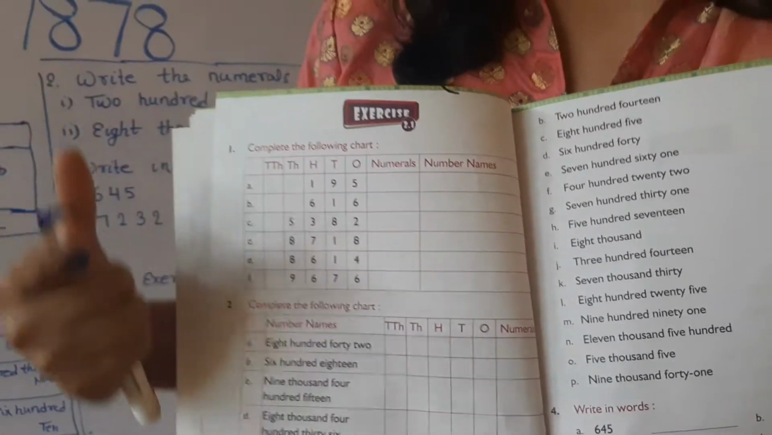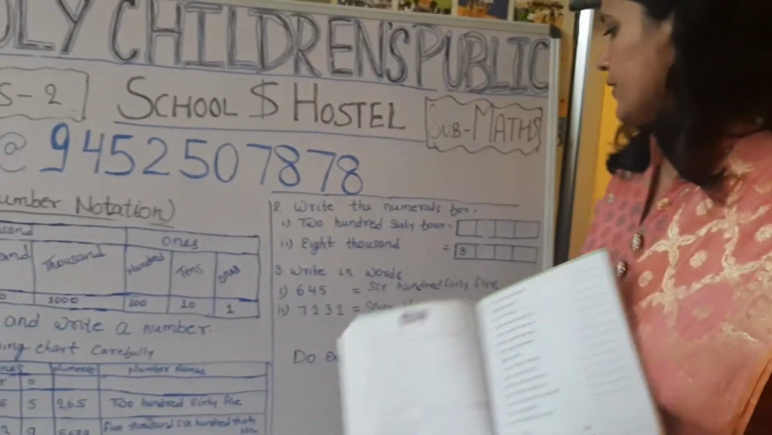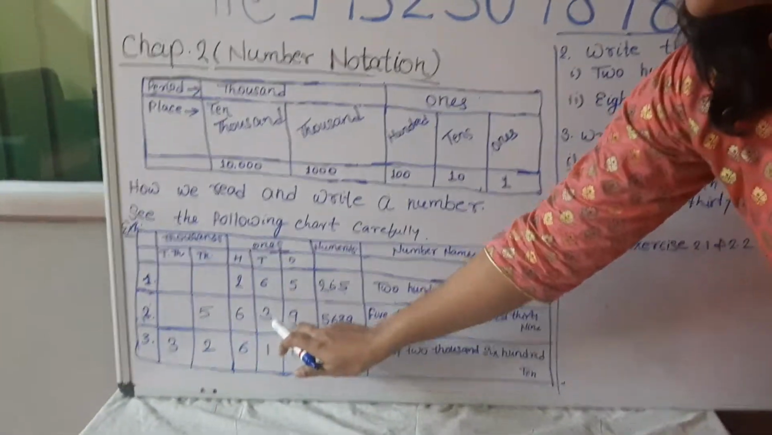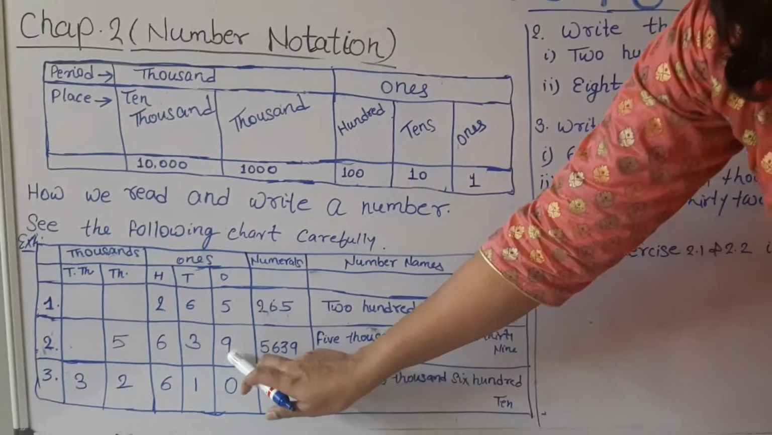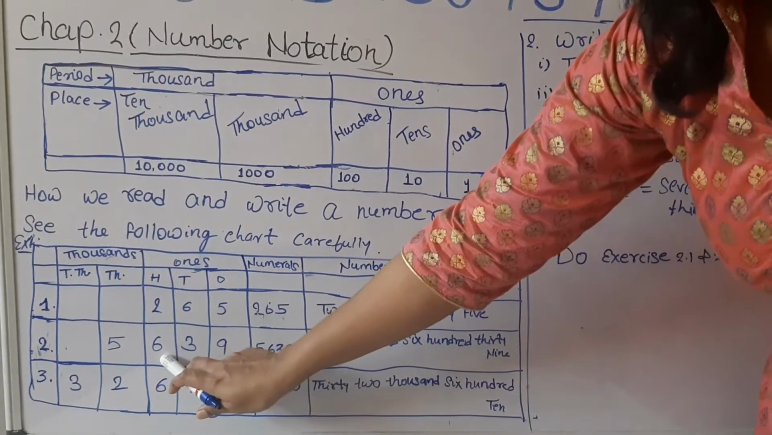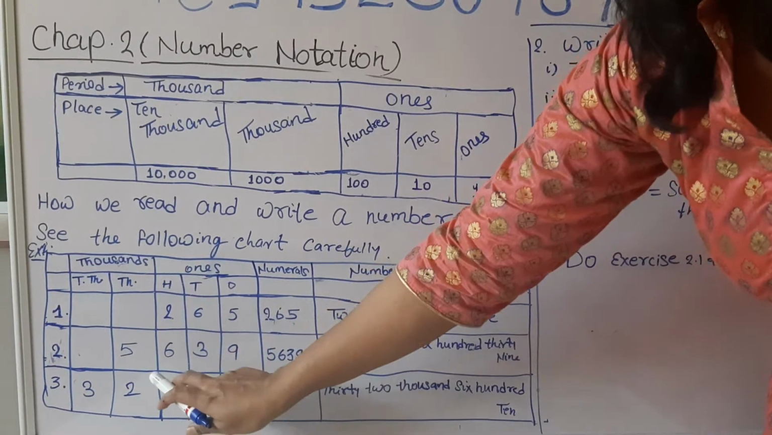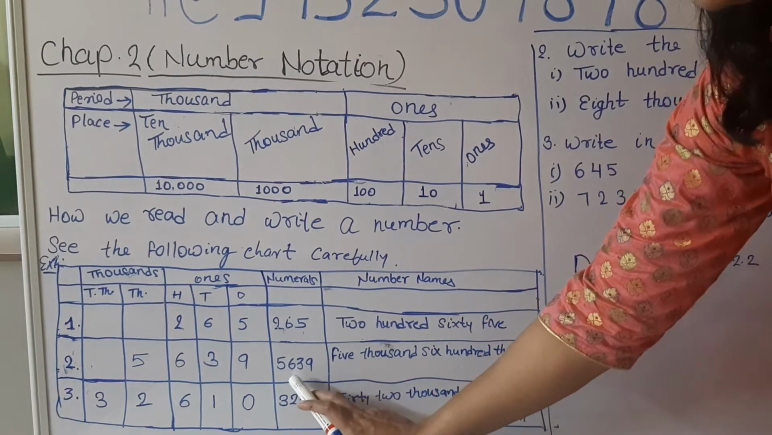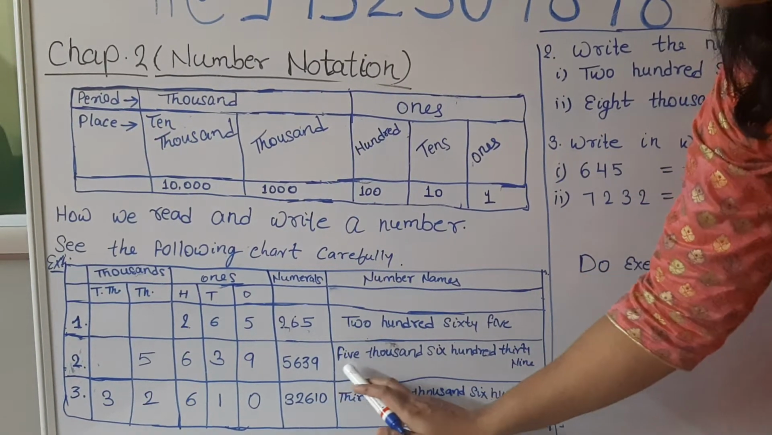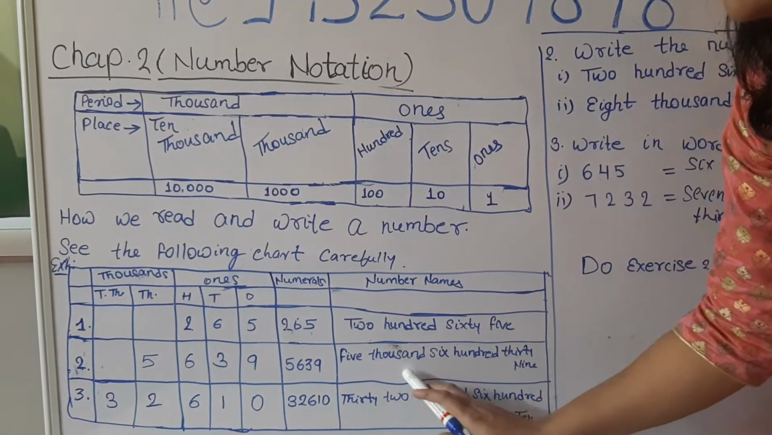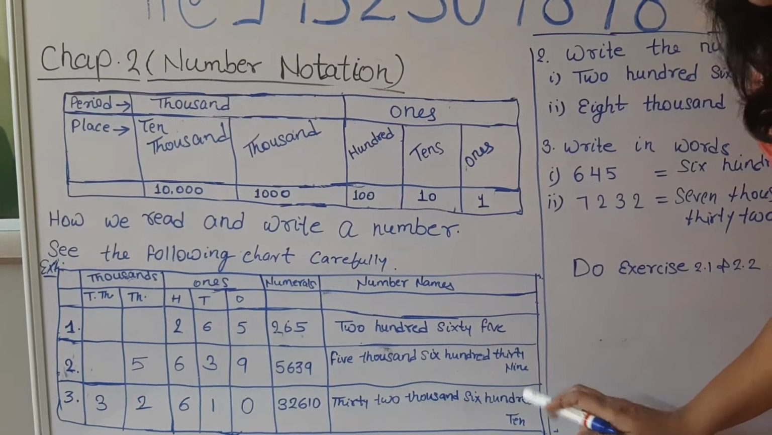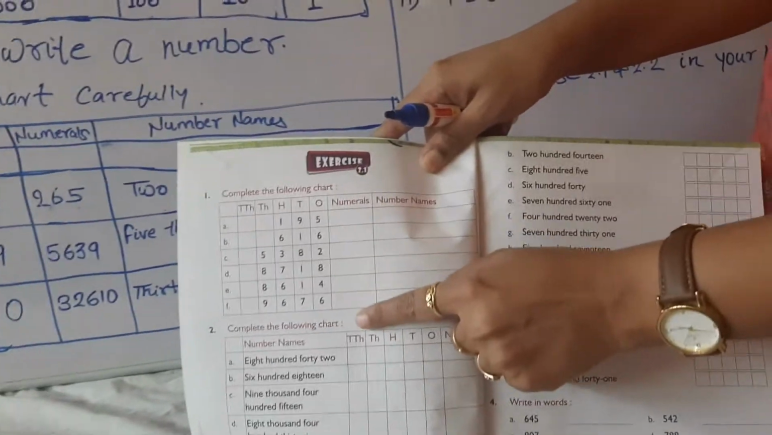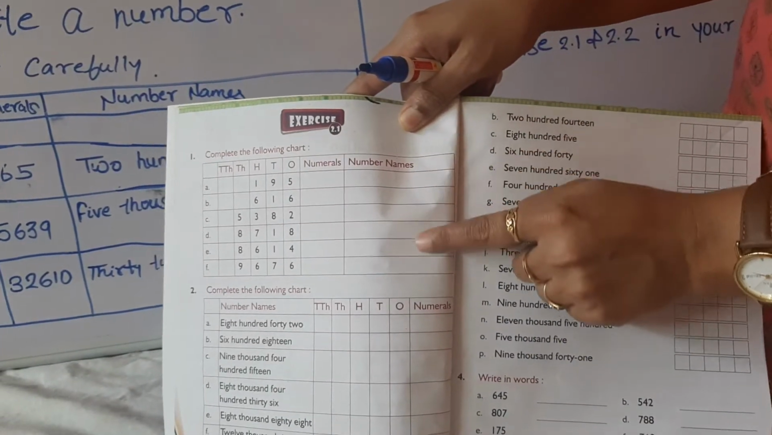I'll do one example for you on the board. Just look at this. See, 5, 6, 3, 9. So 1's place is 9, 10's place is 3, 100's place is 6 and 1000's place is 5. Means when we write this number together, the numeral is 5639. And when we write it in the form of number name, then it is five thousand six hundred thirty nine. Similarly you have to do in your books. Here you have to write the numerals and here you have to write the number names.